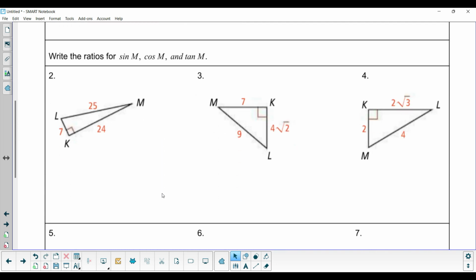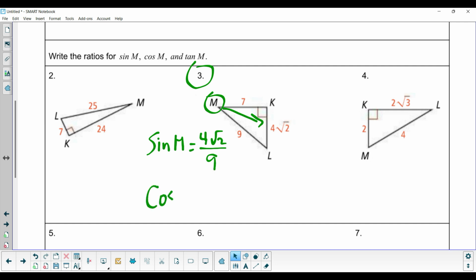Now, same thing here. You have the ratios for sine, cosine, and tangent for m. I know we have square roots, guys. I want to go over number 3 that has the first square root. So you have m. We need to find the sine of m. So sine of m is equal to opposite over hypotenuse. Opposite will be 4 square root of 2, and then hypotenuse should be 9. You're done. Don't be scared by that square root. There's nothing wrong with that.